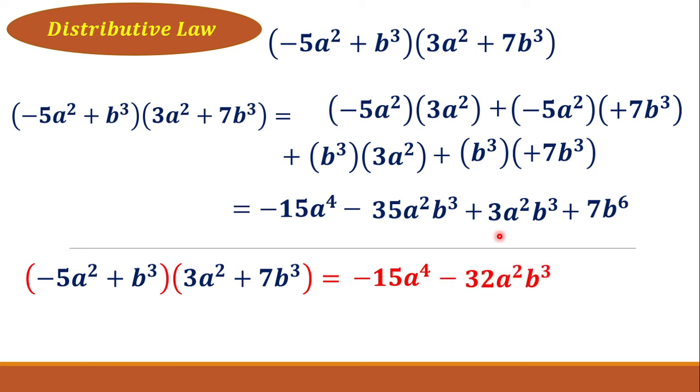32 pala, I mean. Kasi nga, negative 35 plus 3. So, we have negative 32 plus 7b to the 6. So, di ba? Dali lang. Basta as long as kaya, alam mo mag-distribute, huwag ka magkakamali. Tayo, dire-diretso lang yan. Check mo.